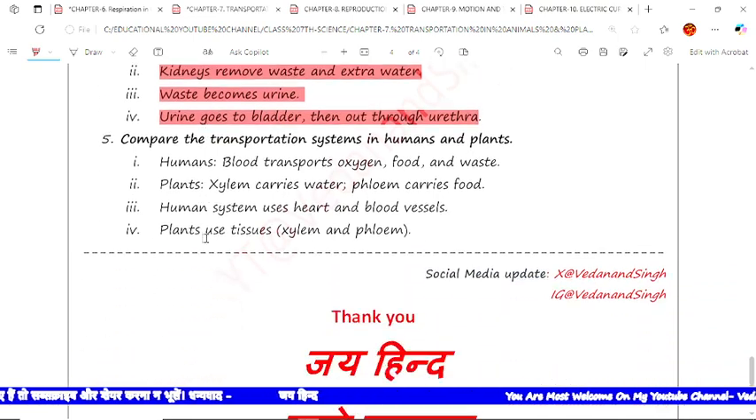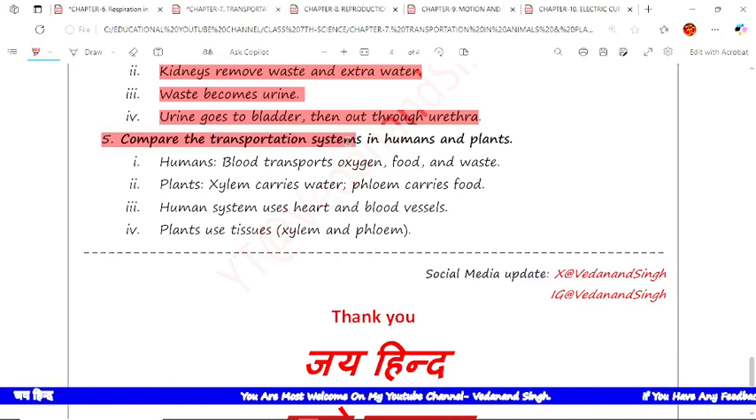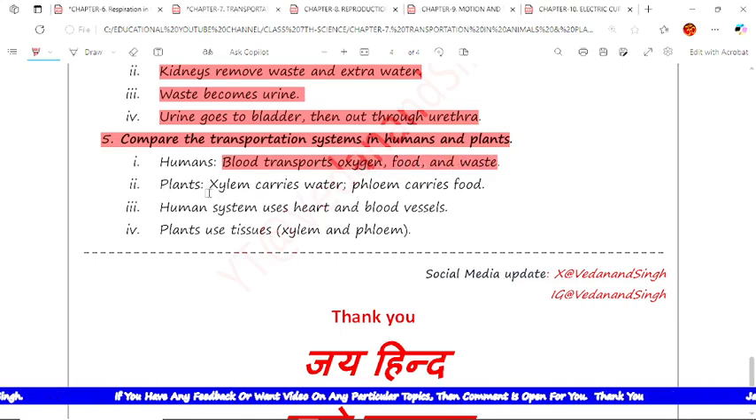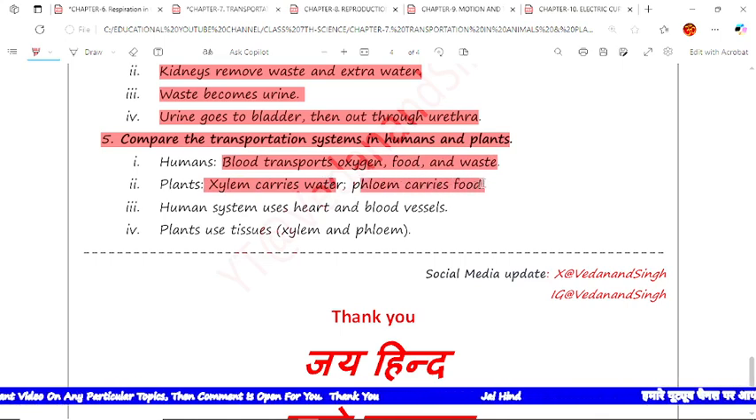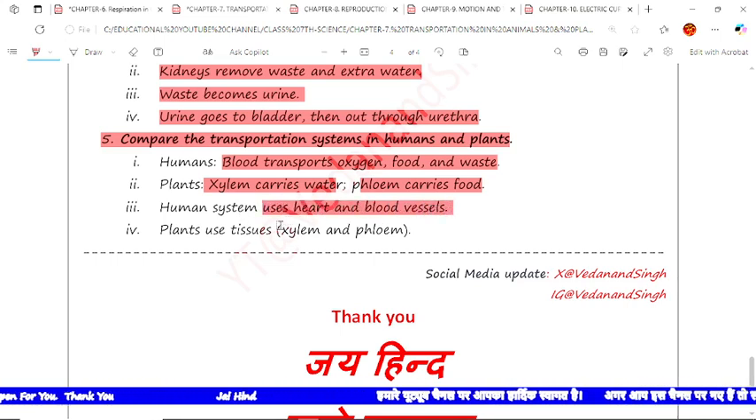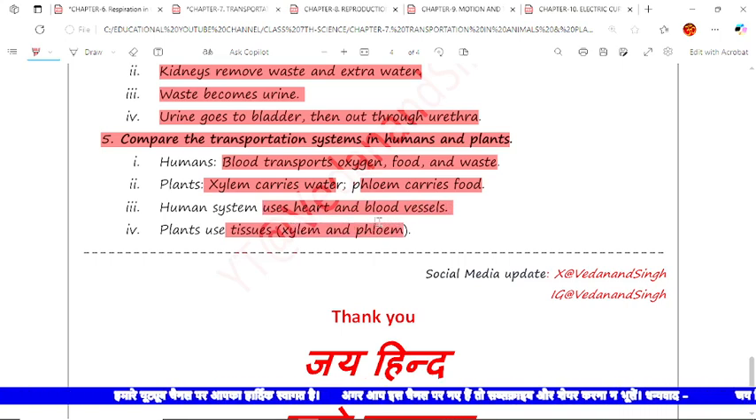Now the last question of this exercise is compare the transportation system in humans and plants. In humans, blood transported oxygen, food and wastage. In plant, generally xylem carries water, phloem carries food. And the human system uses heart and blood vessels. Plant uses tissue as a xylem and phloem for the transportation in plants.